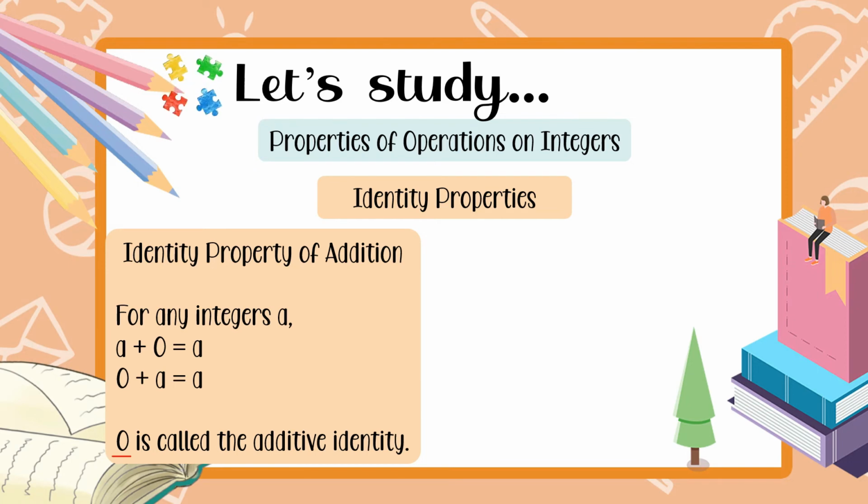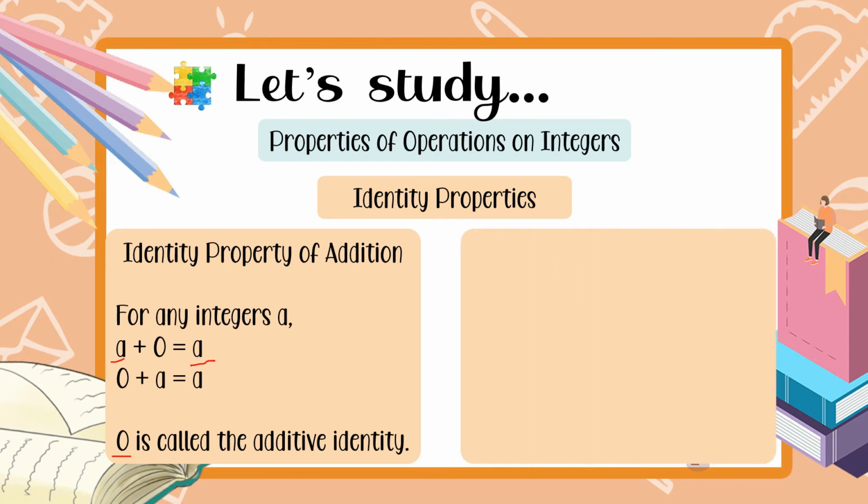So, bakit siya tinawag na additive identity? Kasi, kapag nag-add ka ng 0 sa kahit na anong number, yun pa ring number na yun ang lalabas. Okay? So, pareho lang. Let's have these examples.